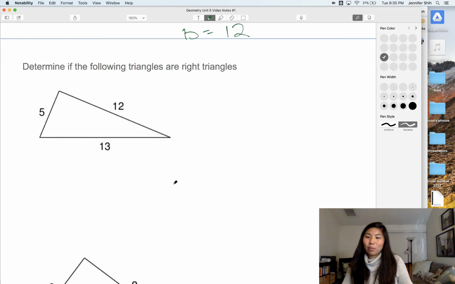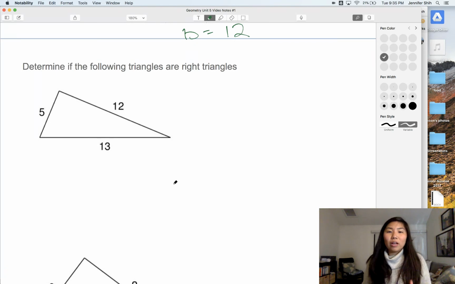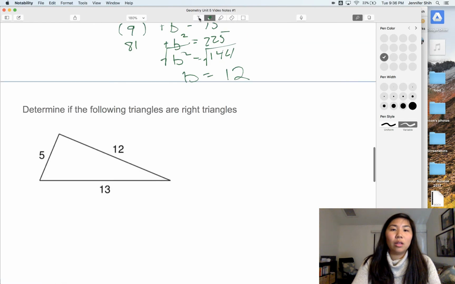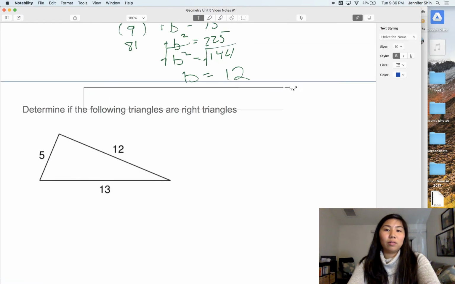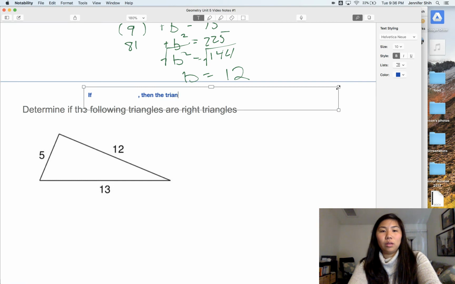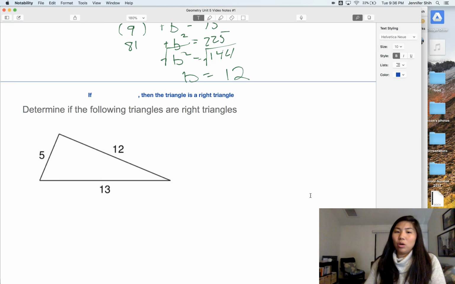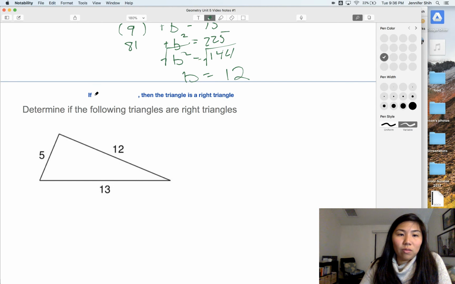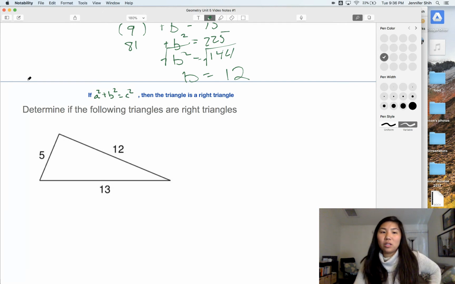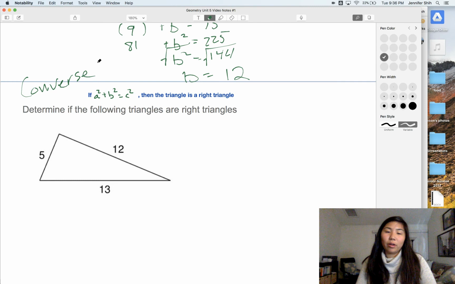We need the converse of the statement. So far we have this statement. If the triangle is a right triangle, then we can use a squared plus b squared is equal to c squared. Let's do the converse of that. The converse statement is if a squared plus b squared is equal to c squared, then the triangle is a right triangle. So this is the converse of the Pythagorean theorem, but it also applies. So if a squared plus b squared equals c squared, then the triangle is a right triangle. This is the converse of the Pythagorean theorem.